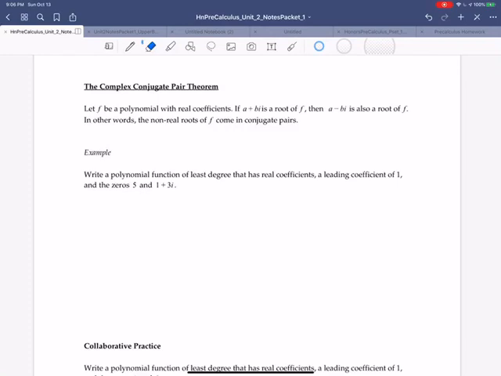The complex conjugate pair theorem says that if we have a polynomial with real coefficients and a plus bi is a root of the polynomial, then a minus bi is also a root of the polynomial function. In other words, non-real roots of a polynomial function come in conjugate pairs.